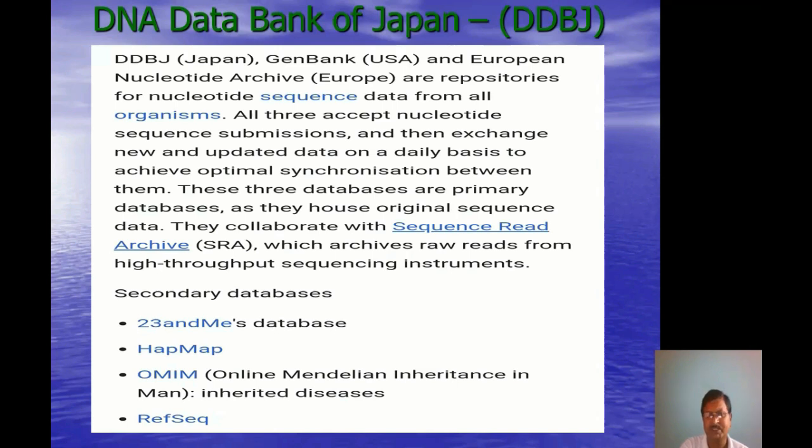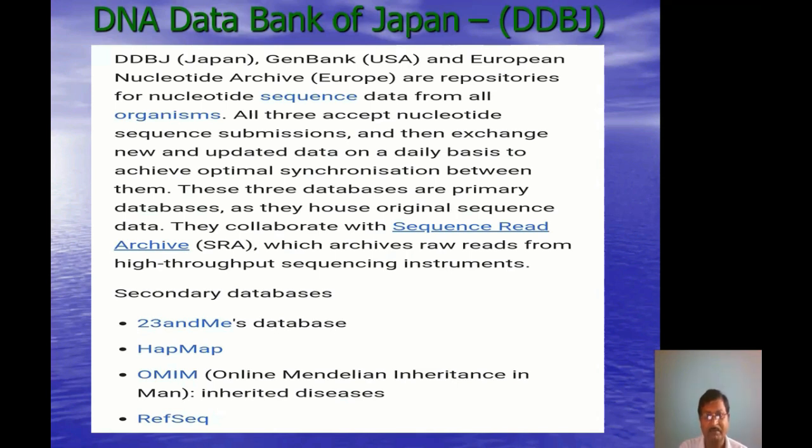We'll see about DDBJ first. DDBJ, the DNA Data Bank of Japan, is located in Japan. Another one is GenBank, controlled by the USA. And the third one is the European Nucleotide Archive, which is located in Europe. All these three are repositories for nucleotide sequence databases, that is DNA and RNA sequences. Nucleotide sequence data from all organisms are stored here. All three accept nucleotide sequence submissions, and then they exchange new and updated data on a daily basis to achieve optimal synchronization between them, because all three function in a combined way.